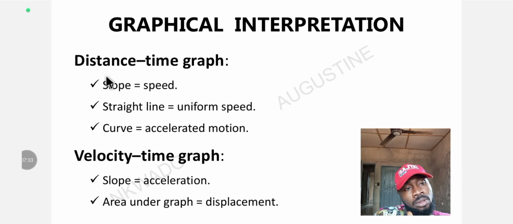So what you have to note is the slope is equal to the speed. The slope of a distance time graph is equal to the speed. So if they say calculate speed and you see slope there, pick slope because slope is also speed. Straight line equal to uniform speed.